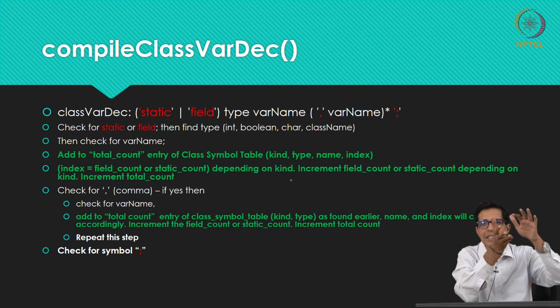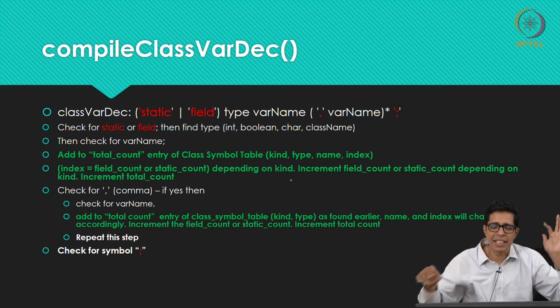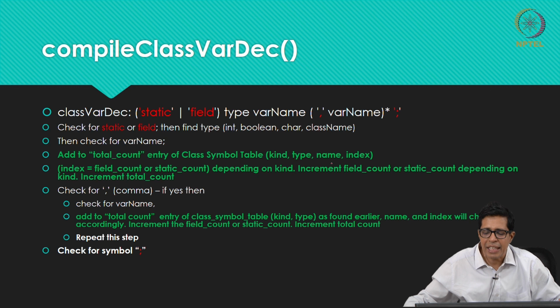So the class symbol table is an array of structures. Each entry will store the kind, type, name and index of the variable. In this case, the kind will be static or field, whatever you have seen here. Then your type will be whatever type you have seen here: int, boolean, char or some other class name, the name of the variable of course, and the index will be, if it's a static variable, the static count. If it is a field variable, it will be the field count, right?